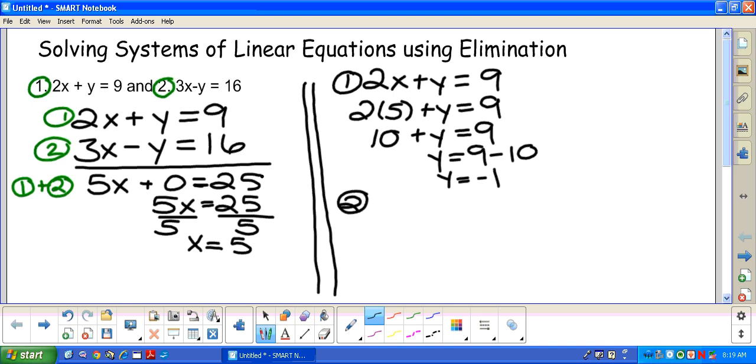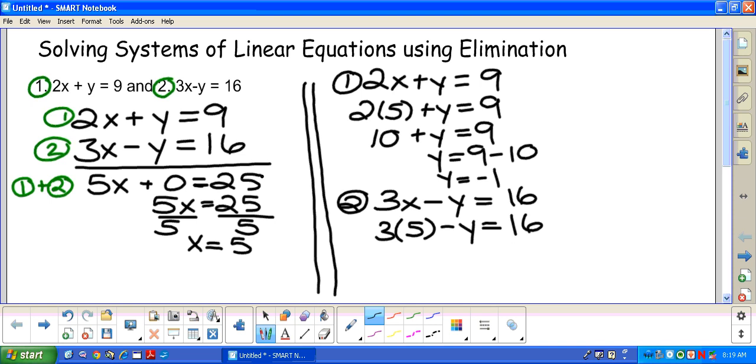Into the second line, I have 3x minus y equals 16. Instead of the x, I'm going to write the value for x, which is 5. Now my y value is negative, so I want to move my y to the other side, so I have a positive y. 3 times 5 is 15. I want to get y by itself. Positive 16 on this side will become negative 16 on the other side. 15 minus 16 is -1, which is y.